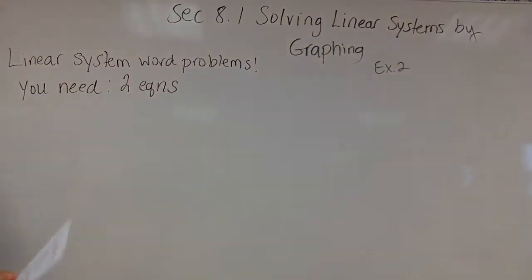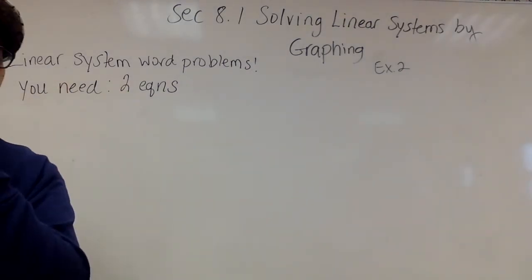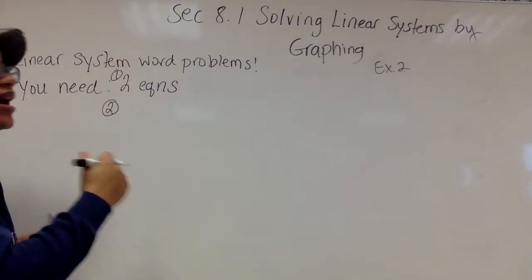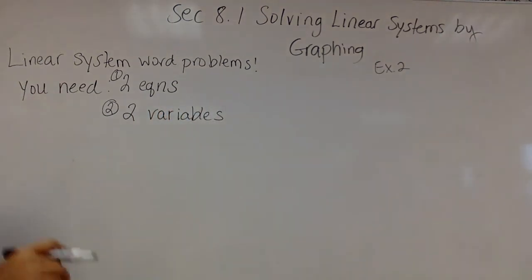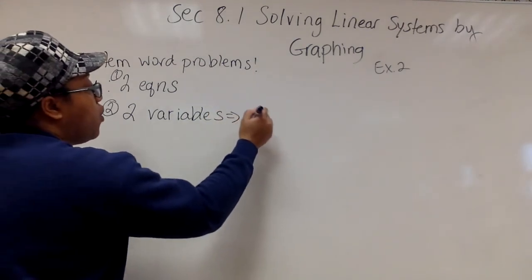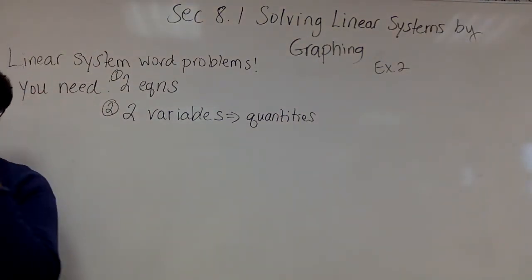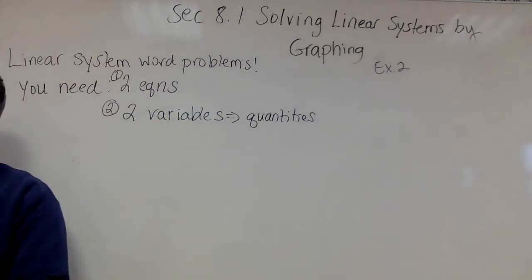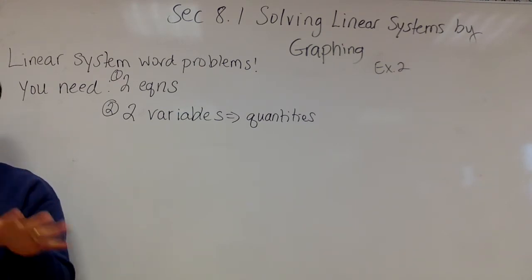You've got to be able to figure out what the two situations are that are going on in your word problem. Because if it's a two equation linear system, you've got to be able to pull two equations out of that word problem. The second thing to keep in mind is that you need two variables. All right, that's your x and your y. So these variables are going to be in the form of quantities. So you're going to have to look carefully at that word problem to figure out what the two situations are, because that's what your two equations are going to be. And within those equations, what are the two quantities that I'm comparing? If you keep that in mind, setting up your equations will be easy.